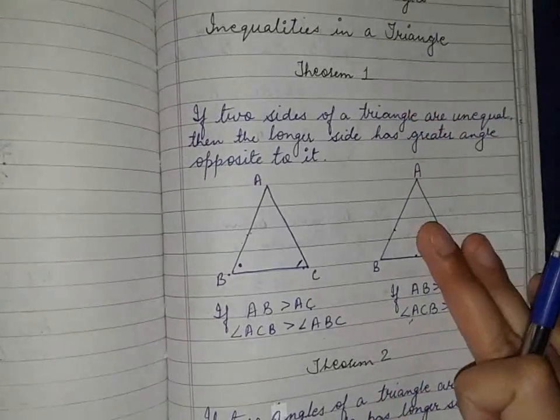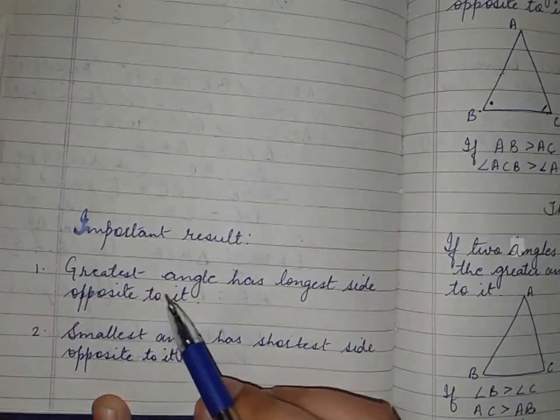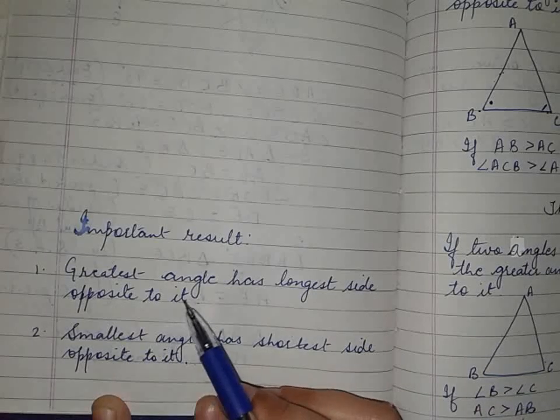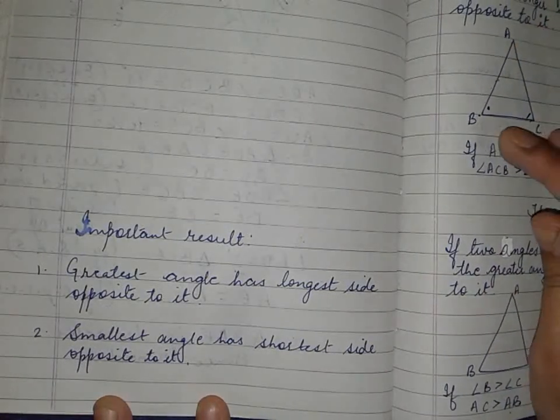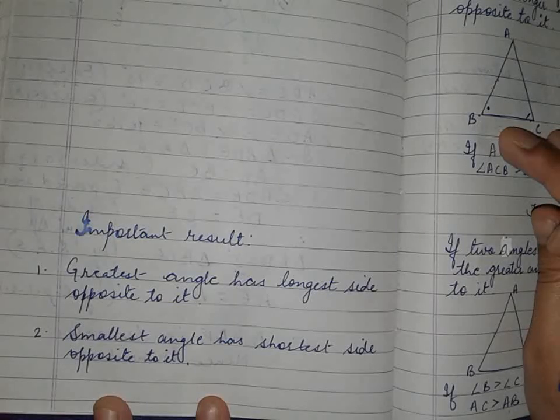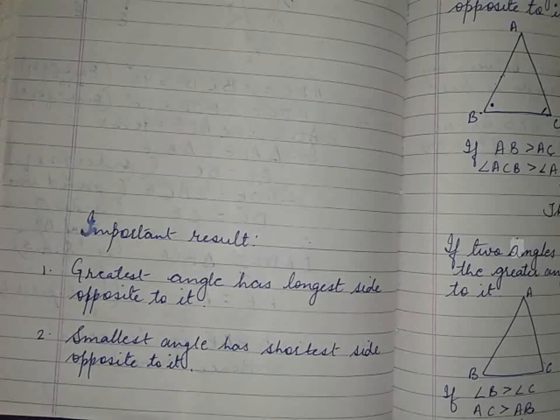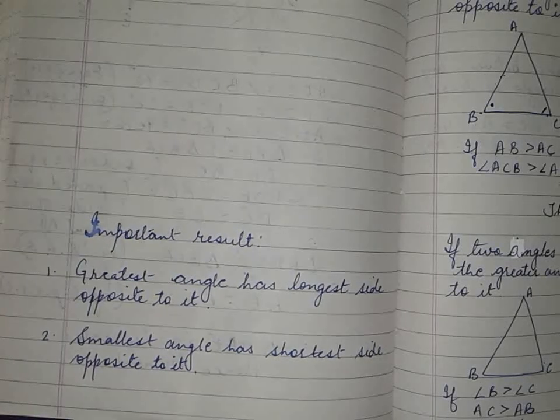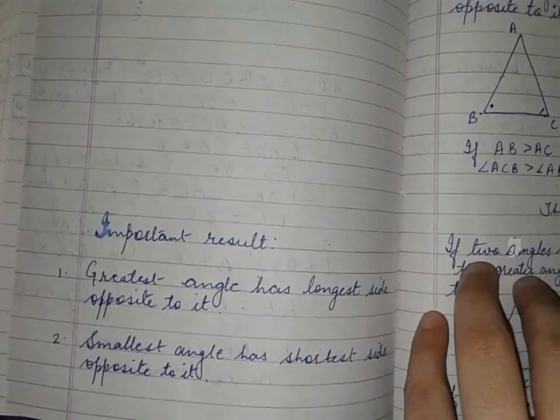Now from these two theorems we have deduced an important result that says greatest angle always has longest side opposite to it. If all three angles we know, then the angle which is greatest, side opposite to that will always be the greatest side or longest side. And similarly, smallest angle has shortest side opposite to it. If we know all the angles of a triangle, then the smallest angle will have shortest side opposite to it.